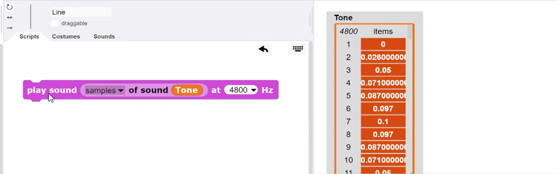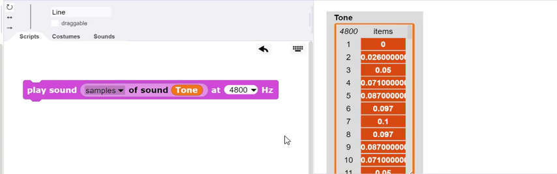When we play the sound back, it sounds like a 200 hertz tone. That's because we're playing it back at a rate of 4,800 samples per second. Since we have 4,800 items in the list, it'll take exactly 1 second to play the list of samples. And since there are 200 cycles in the list, we got a 200 cycle per second tone.